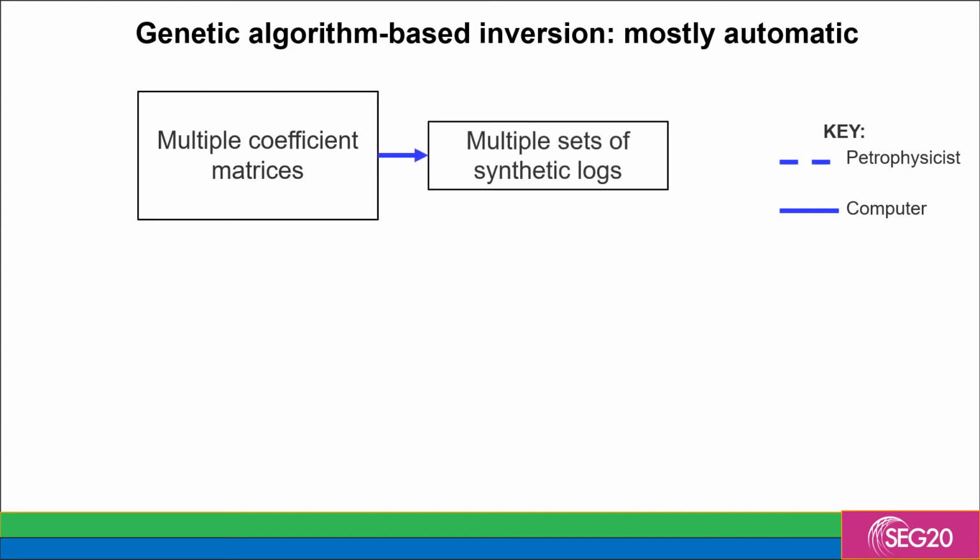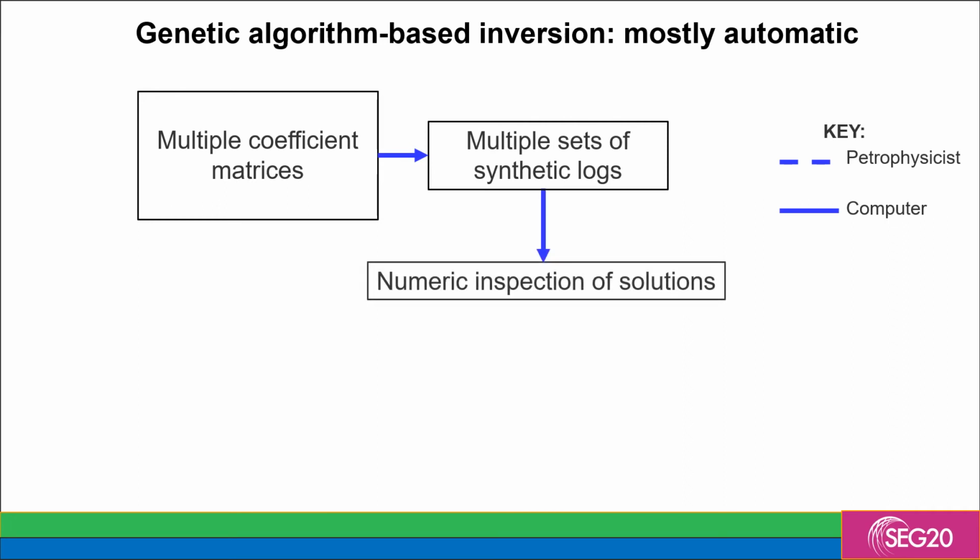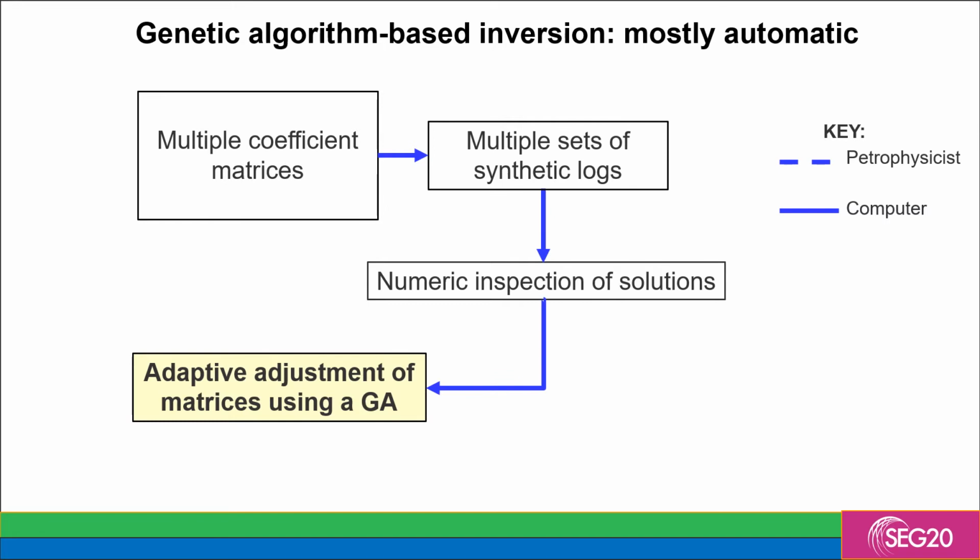Then, the computer generates the corresponding synthetic logs that are used to compute a numeric mismatch between synthetic and measured logs. Remember that under the standard approach, this step consists of visual inspection of the curves on the computer screen. Finally, unlike the standard approach where the matrix is modified by trial and error, here all matrices are modified adaptively using the numeric errors and the rules of the genetic algorithm.